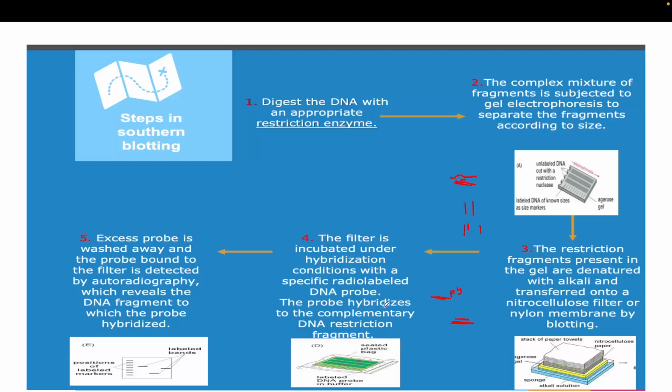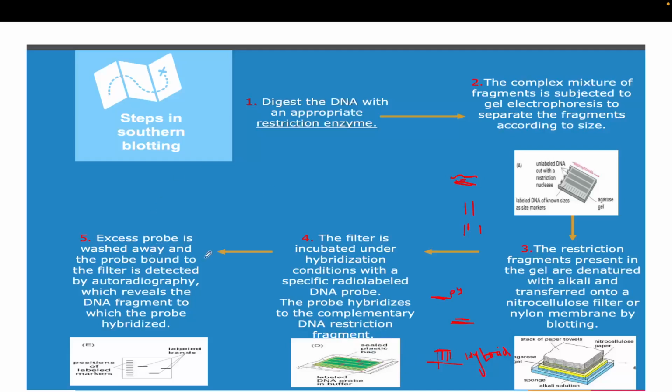When you add this membrane into the hybridization solution, wherever the target sequence is, the probe will find it and bind to this particular target sequence, because of complementarity. This binding of the probe to the target sequence is called hybridization, because it is forming a hybrid molecule. So the probe hybridizes to the complementary DNA restriction fragment.